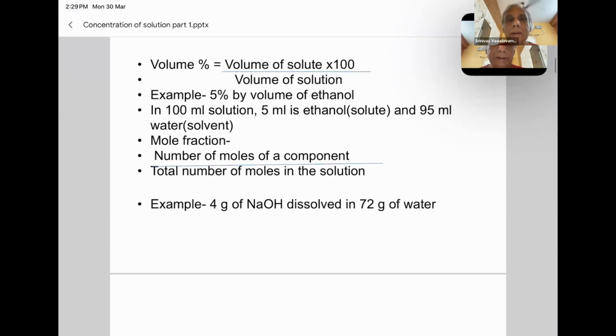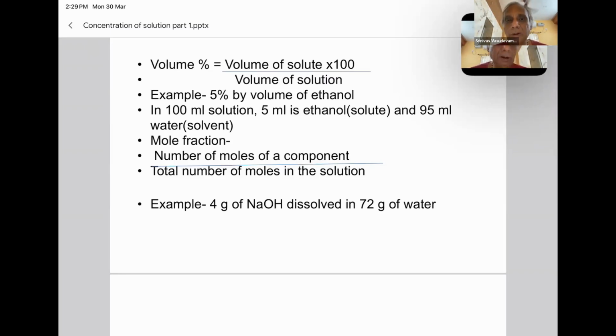Volume percentage. It is generally used when two liquids combine together to give you a solution. Example, 5% by volume of aqueous solution of ethanol. Volume percentage is equal to volume of solute divided by volume of solution into 100. 5% by volume of aqueous solution of ethanol: in 100 cm³ solution, 5 cm³ is ethanol, which is a solute, and 95 cm³ is water, which is a solvent.